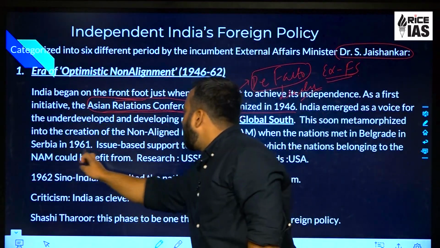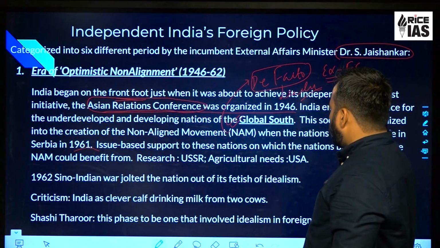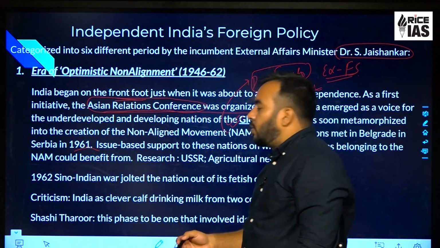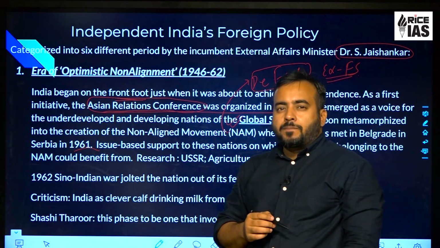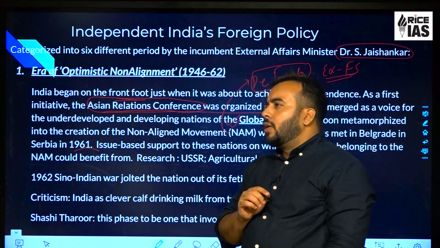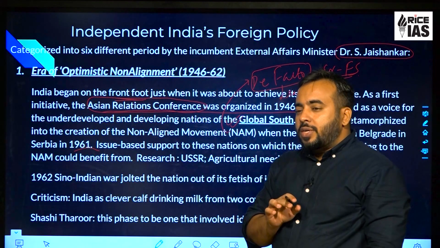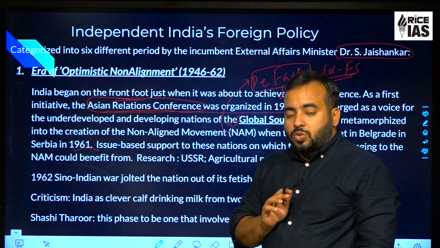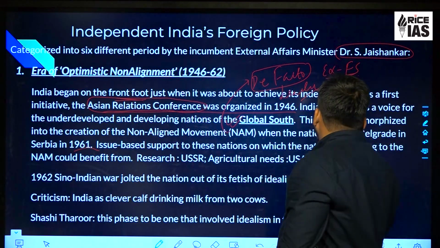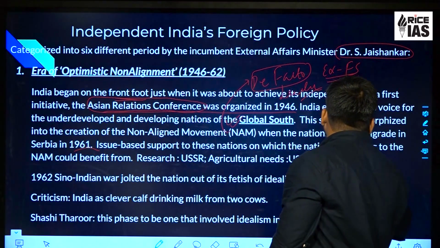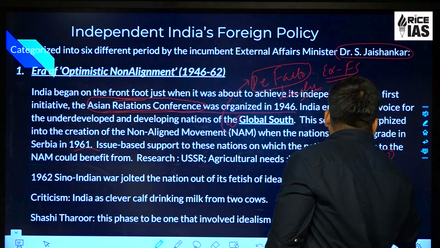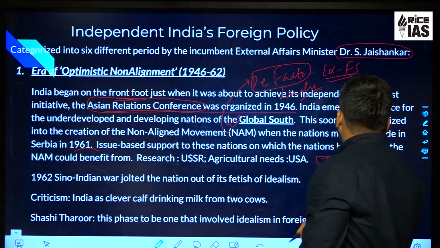Of course, the formalization of the Non-Aligned Movement. And I am saying this because non-alignment is sometimes misunderstood. It was not non-interventionist, it was quite strategic in nature. It was not a policy of isolation. Non-alignment was not an isolationist policy, definitely not.